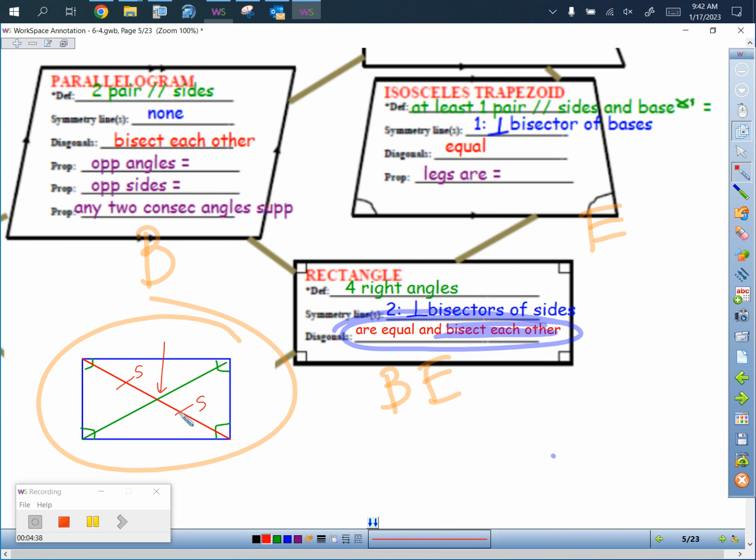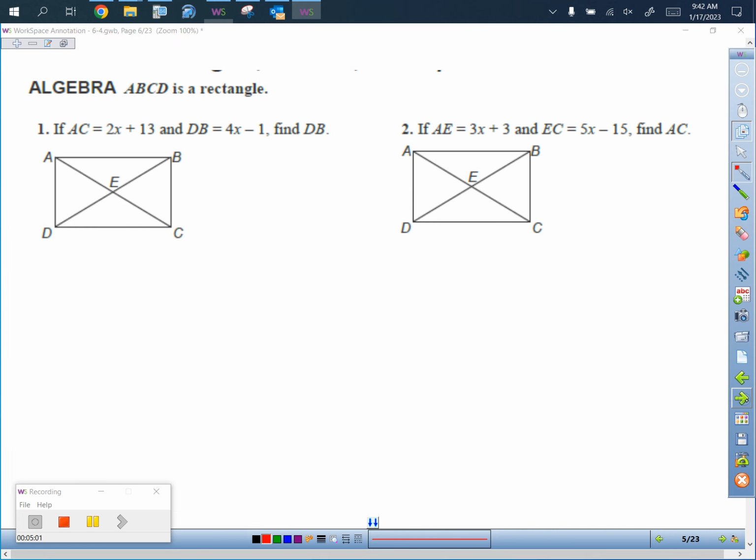So doesn't it also get cut into 2 equal pieces? So what's each piece? 5 and 5. So how many tick marks should I put on them? Singles, right? Would you agree that all of those are the same length in that case? Yeah. Nice. Let's go to our practice worksheet and do some problems about rectangles.